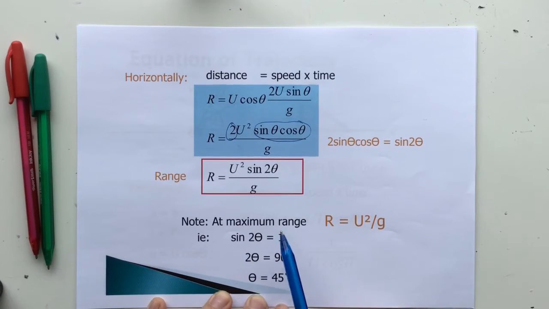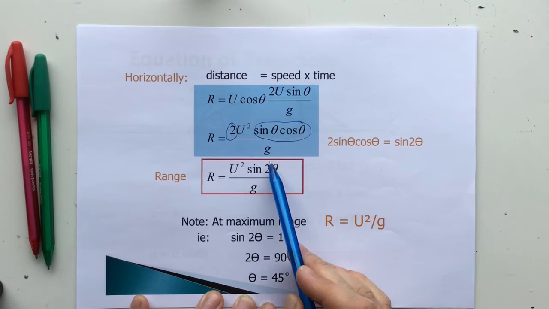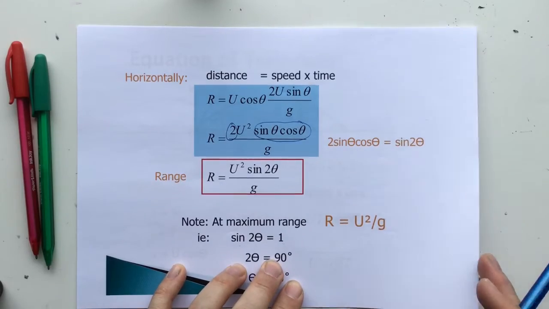Now, just something to note, the maximum range then is going to be u squared over g. In other words, when sine 2 theta equals 1. Because we know that the maximum value of a sine function is 1 and the minimum is minus 1. So for that to be the maximum, sine 2 theta has to equal 1. And that happens when 2 theta is 90 degrees or theta is 45 degrees. So our maximum range will happen whenever the angle of inclination, the angle of trajectory, is 45 degrees. And then the range will be u squared over g when we do that.